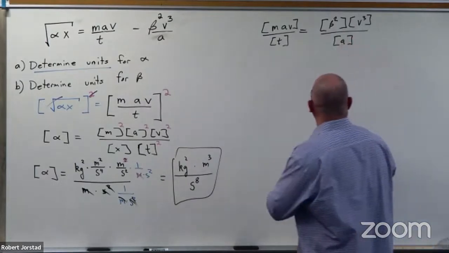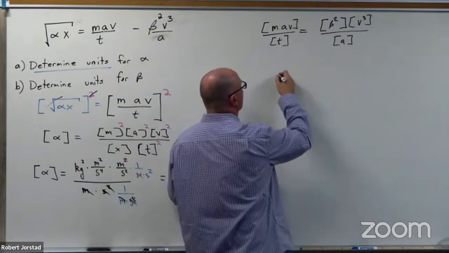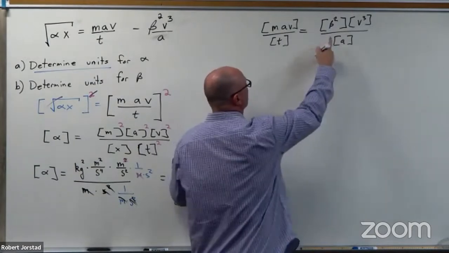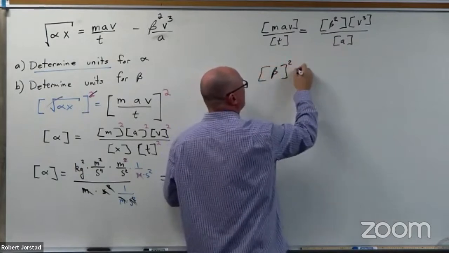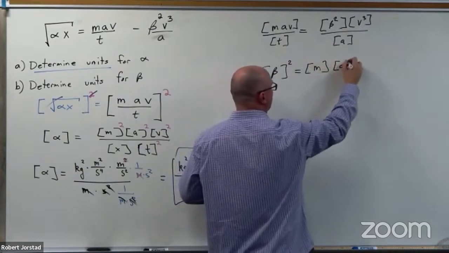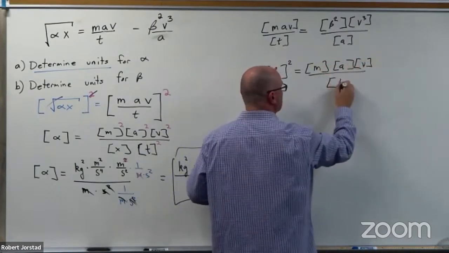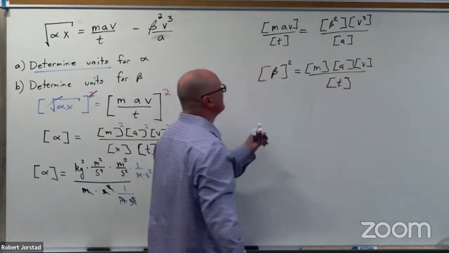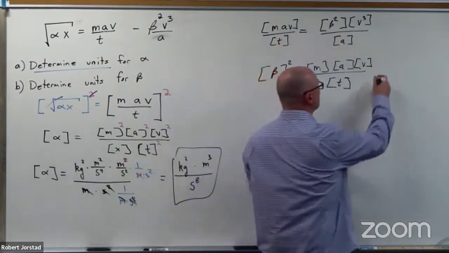So in this case, I think, oh, this is going to be kind of weird. Oh, this is really weird. So I'm going to switch the sides and write beta squared equals all of this junk, M times the units of A times the units of V all over the units of t. And then what I'm gonna do is bring an a up here and a v cubed down.